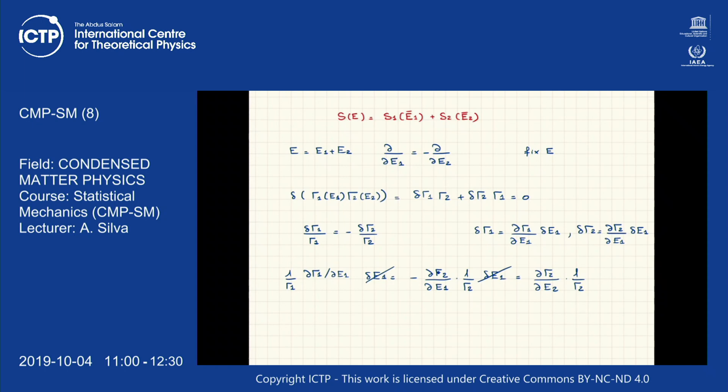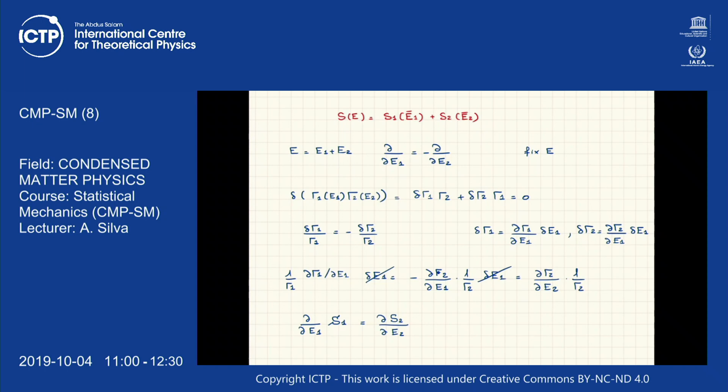And therefore, what I discover from these two relations is that the derivative with respect to E1 of S1, right? Because up to a k Boltzmann, this is the derivative of the log of gamma 1. So it's essentially up to a k Boltzmann this. Should be equal to the derivative of S2 with respect to E2. This is the condition that will determine E1 bar and E2 bar.